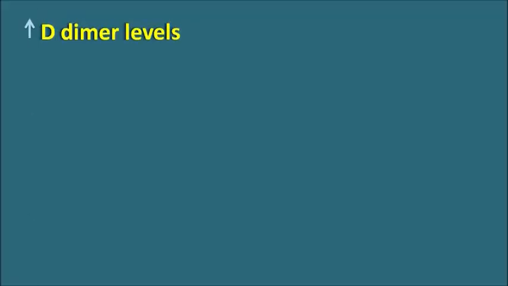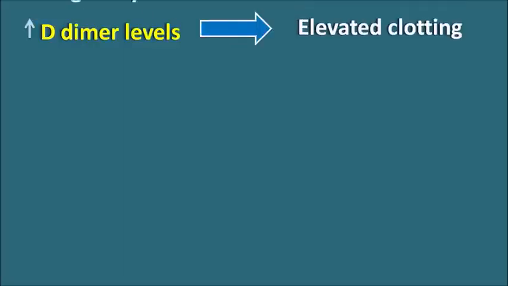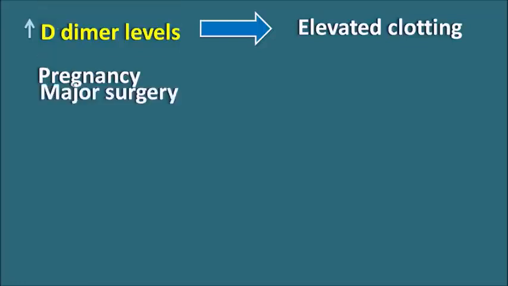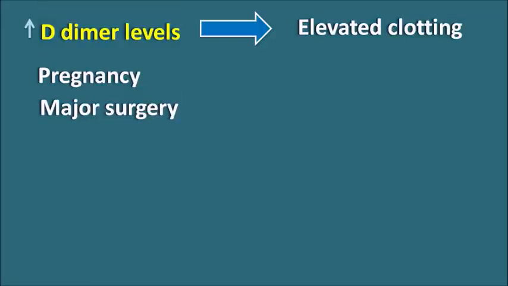D-dimer levels can also be increased in a few conditions where there is elevated clotting. For example, during pregnancy, there is more formation of clotting factors, which may result in excessive clotting. In such conditions, D-dimer levels may be increased. Again, after a major surgical procedure, there is a chance of excessive clotting resulting in elevated D-dimer levels. And even trauma or head injury may also elevate the D-dimer levels.